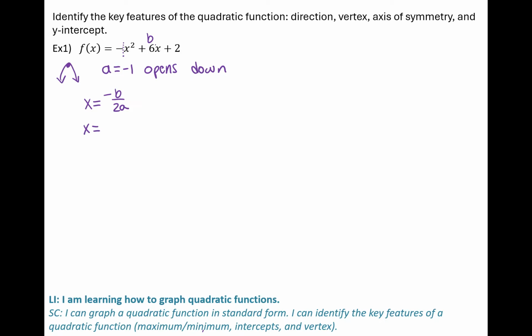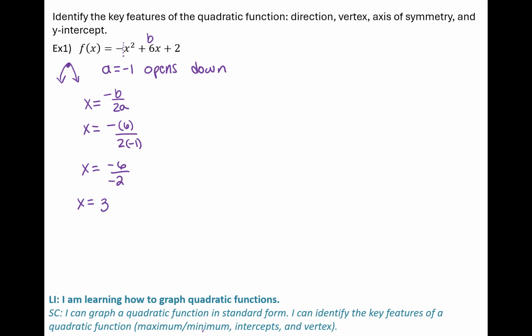So up here, my b value was 6, and we already have that a is negative 1. So I'm going to say negative and then the 6 over 2 times negative 1. And then I'm going to simplify. That gives me negative 6 over negative 2. And then simplify. Negative 6 divided by negative 2 is 3.